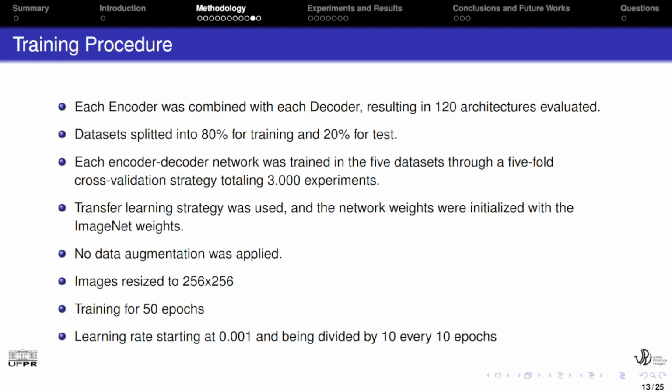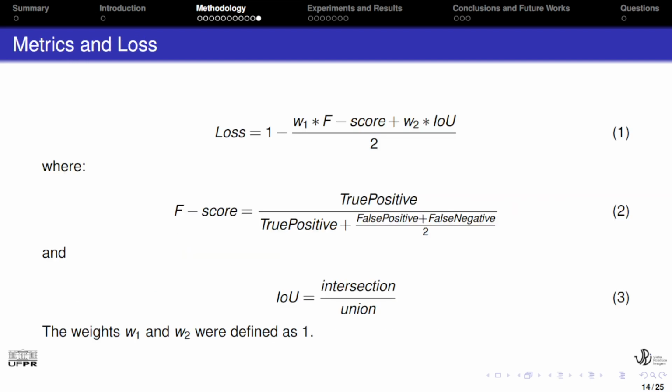The images were resized to 256 by 256 to fit the network's input, and we trained the models for 50 epochs and used a learning rate of 0.001, with the learning rate being divided by 10 every 10 epochs. In order to evaluate the models, we used the F-score and intersection over union metrics, and used 1 minus the average of these two metrics as the loss to train the networks.